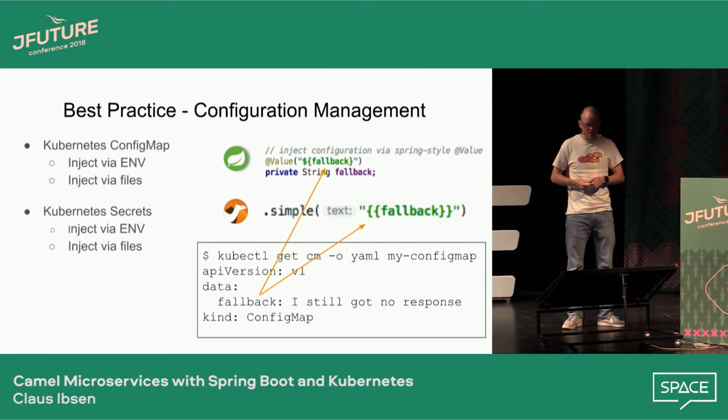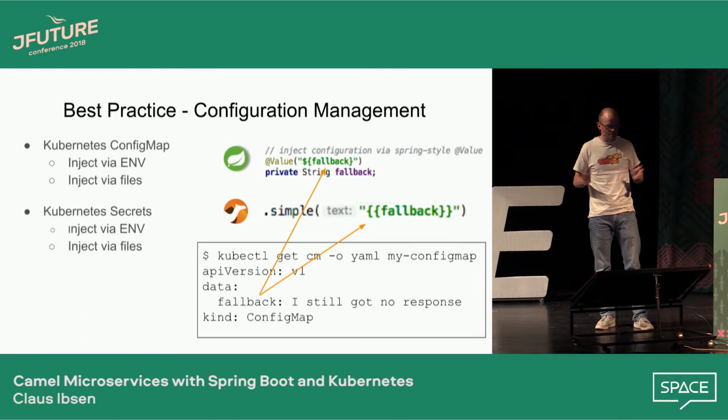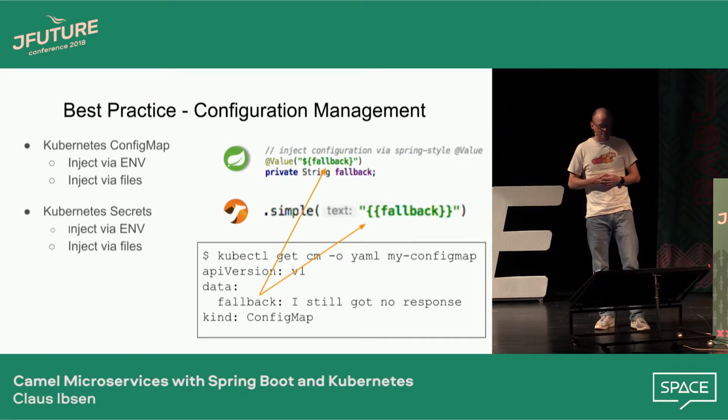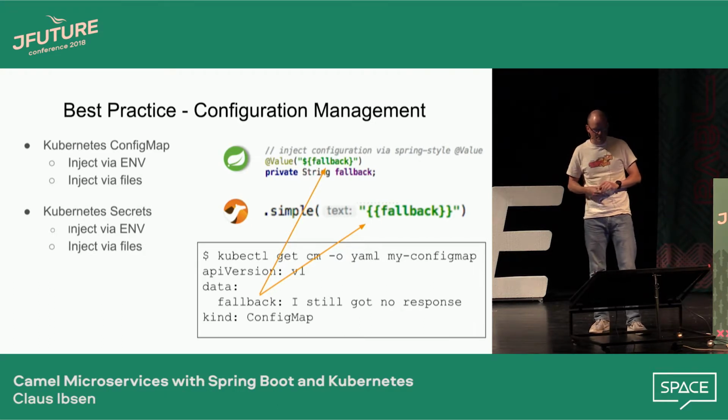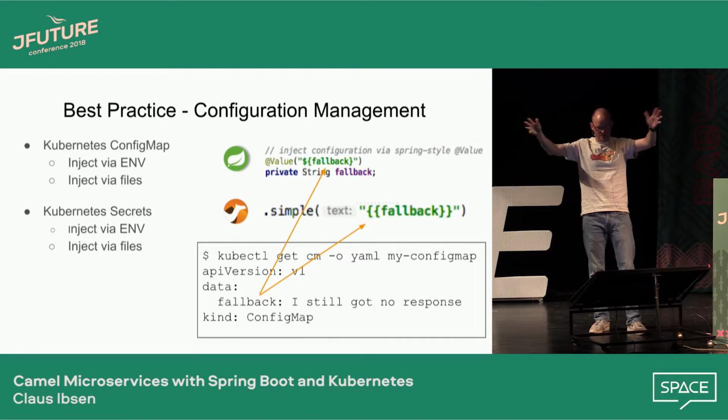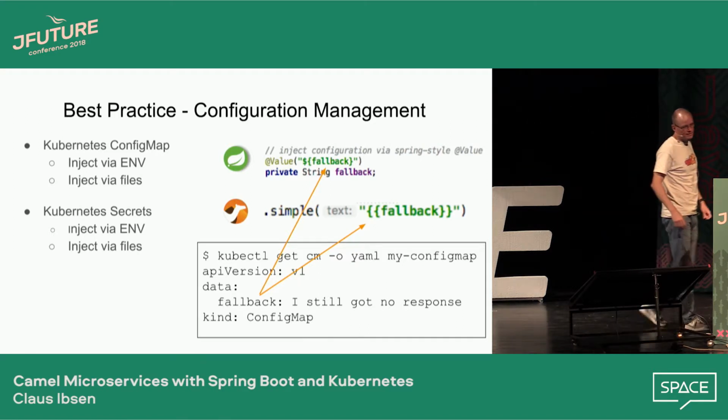In Camel and Spring Boot and so on, it's easy to access this configuration, where you can refer to the name of the key. In Spring Boot, this is @Value. And in Camel, we also have a similar feature, but it's just using double curly parentheses.